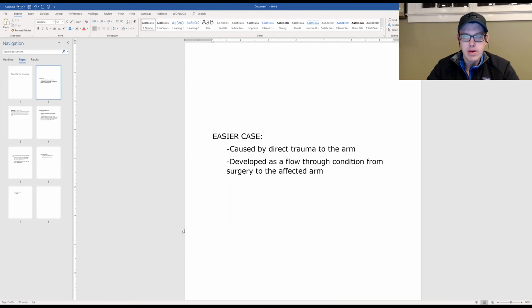And then another way that this condition develops, and when I say easier case, it's none of these. There's really no workers' comp claim that's a slam dunk, but it's easier to get allowed through the workers' comp system. Is it develops as a flow-through condition. So let's say you had surgery in your arm for whatever reason, and then you subsequently develop carpal tunnel syndrome. That would be another way to get it added to your claim. So that's easier. So those are the easy cases, carpal tunnel syndrome.